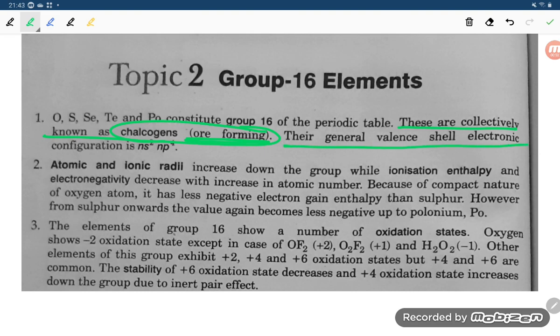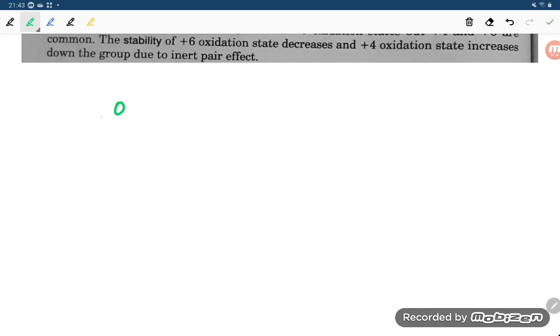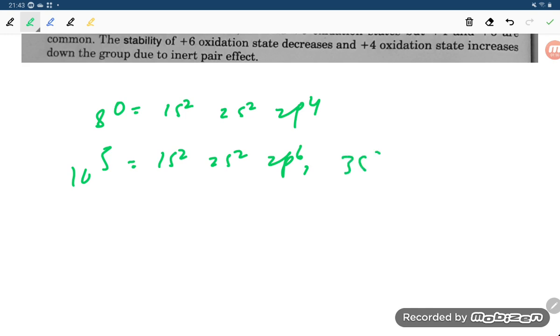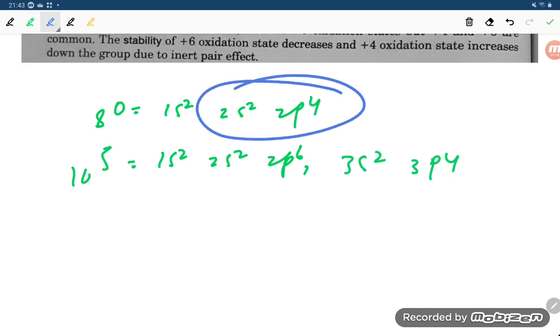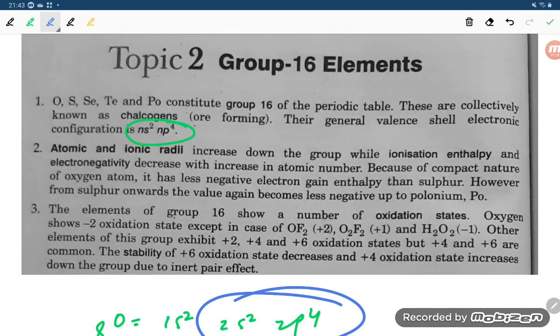Their general valence shell electronic configuration is ns2 np4. Like if you talk about oxygen, student, oxygen is 8, so 1s2 2s2 2p4. If you talk about sulfur, that is 1s2 2s2 2p6 3s2 and 3p4. So you will find that s2p4 is there every time. This is the general electronic configuration.